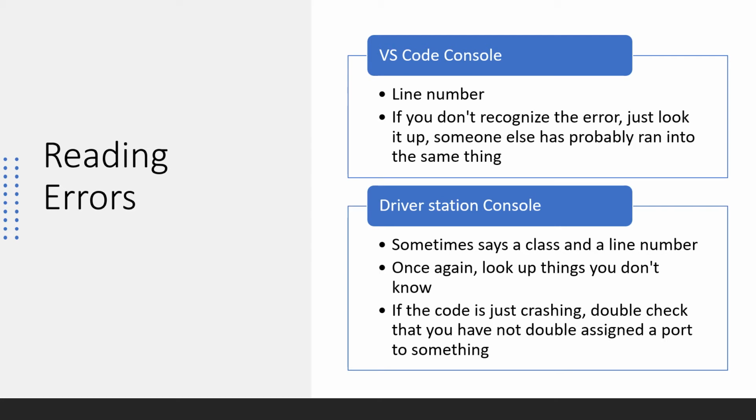Now, I've run into this many times: if the code just keeps crashing, double check that you have not assigned a port to something twice, because usually it won't tell you that this is the error. It'll just say that, oh, your robot code has crashed. Go back and double check that you don't have, like, two sensors on the same DIO port. It's very easy to do this, so just double check that.